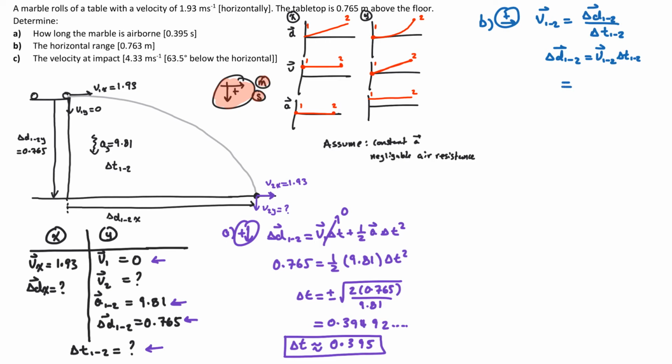And I will get my velocity value is 1.93, and I found my time to be 0.39... I will use the exact value, and when I multiply that out in my calculator, I get 0.762... So that is, and it's asking for the range only.